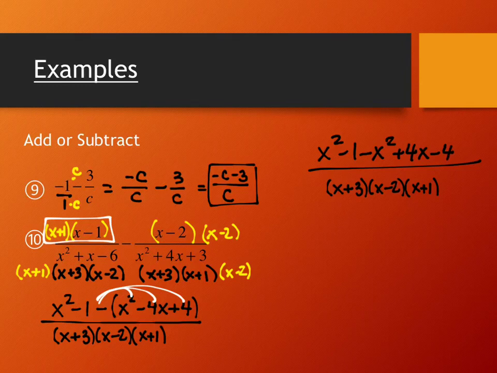So what combines in the numerator? The x squareds. In fact, they combine to nothing, right? What else combines? Negative 1 and the negative 4. So whether you write it first or you write it second, you'll either have 4x minus 5 or negative 5 plus 4x over the same denominator.